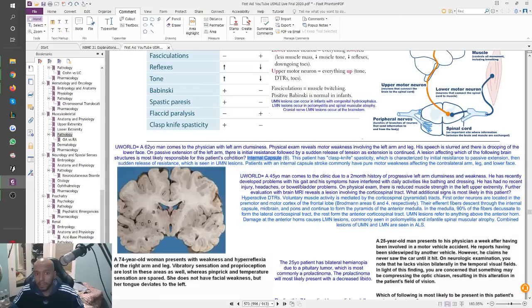Right, on passive extension, there's initial resistance, then sudden release, which is known as a clasp knife. Clasp knife has a sudden release. It's usually closed and then it just clicks open very suddenly, not slowly and nicely. So clasp knife spasticity, all of these things were a sign of internal capsule, B, right?